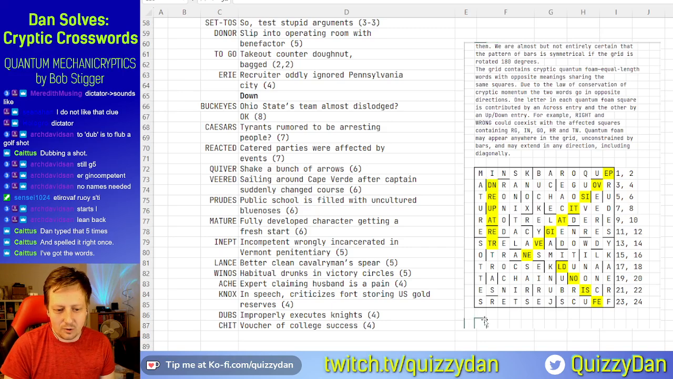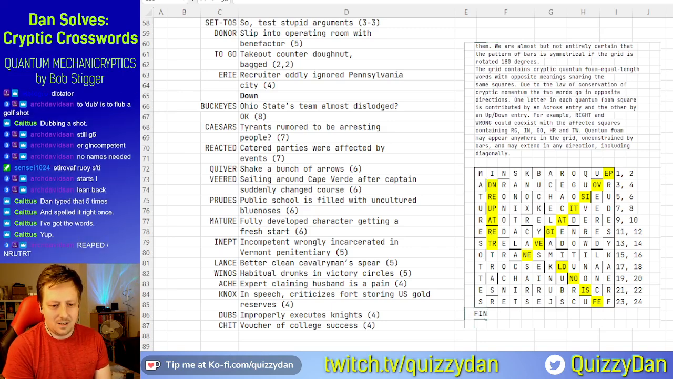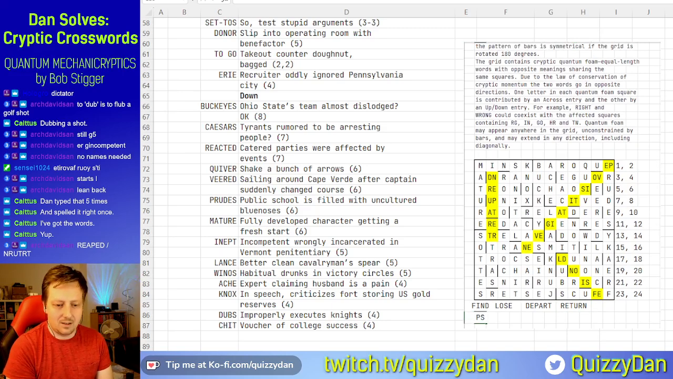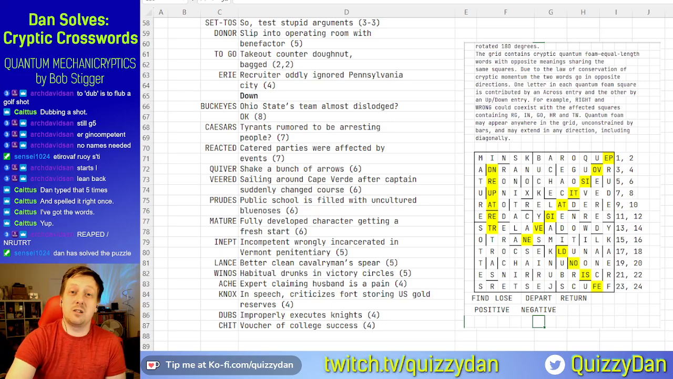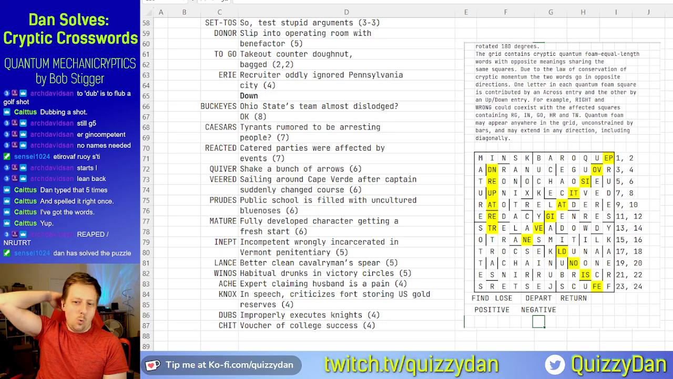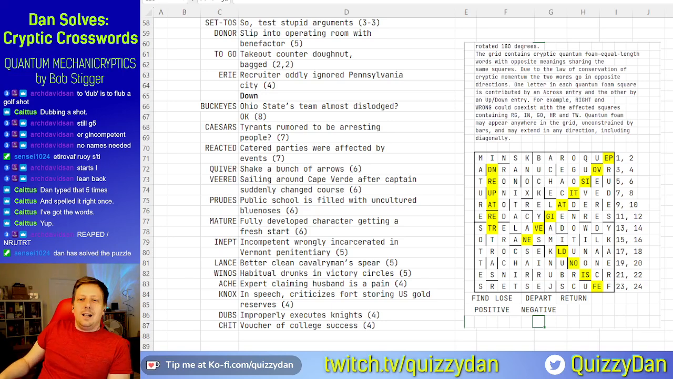So our quantum foam are find and lose. Depart and return and positive. Positive and negative. And that is our quantum mechanic-ryptic! Woo!